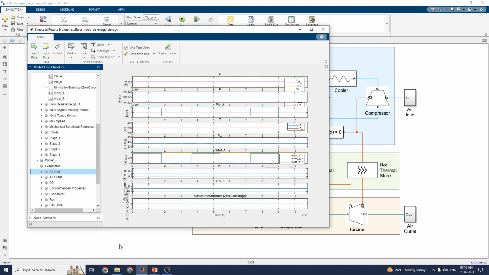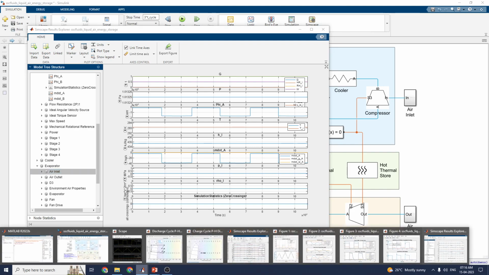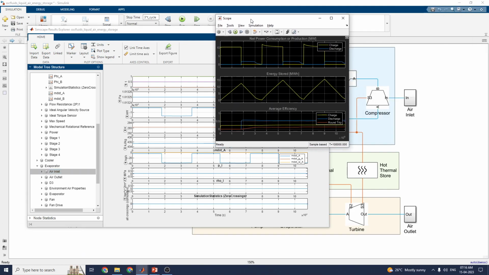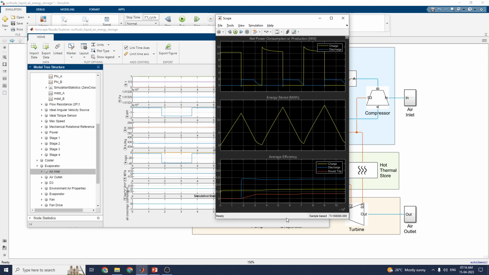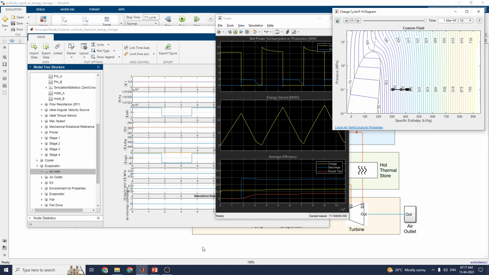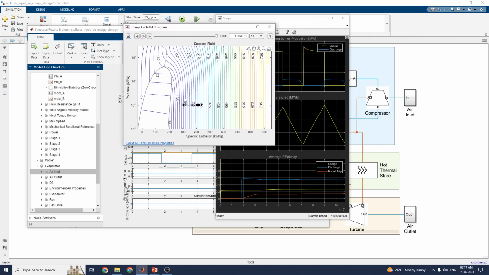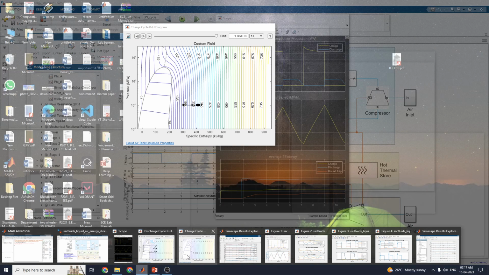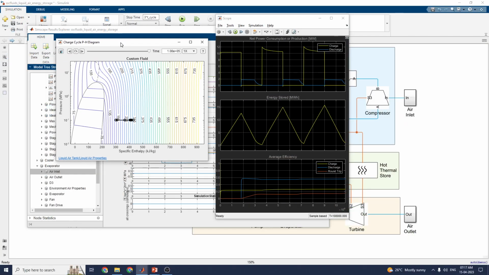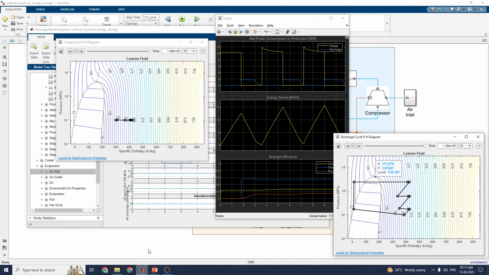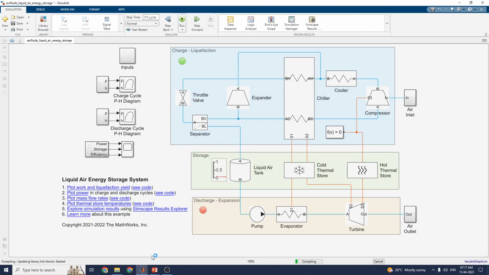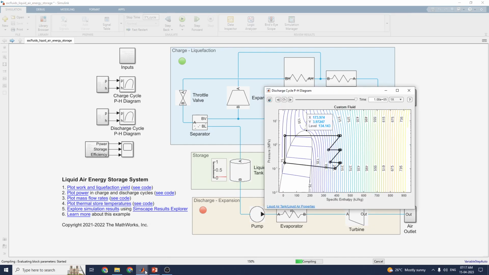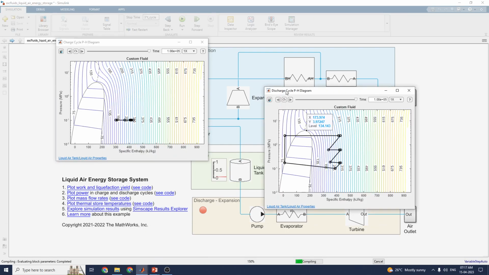Okay. Finally, by using the scope you can see the output for energy stored, average efficiency and net power consumption or production in terms of megawatts. It is a pH diagram for the charging and discharging cycle. These are the charge one, and the next one is the discharge one. Now we can see the output for charging and discharging.